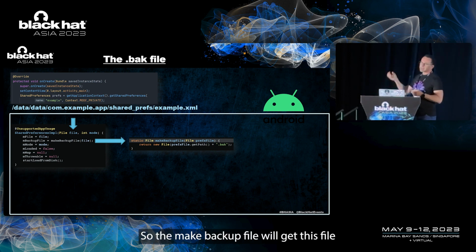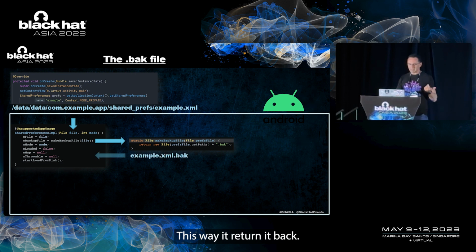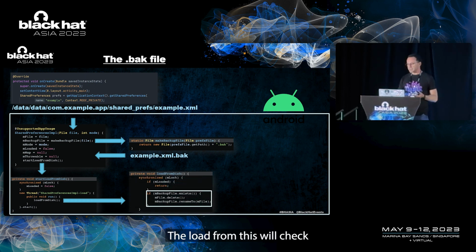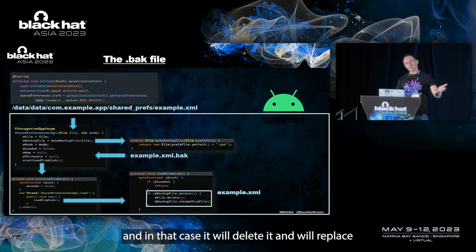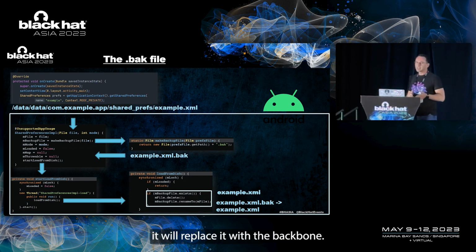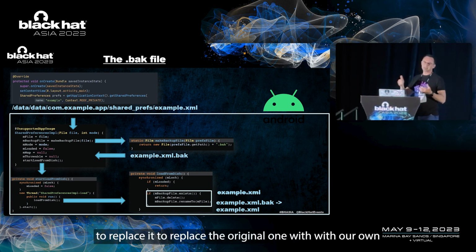So the make backup file will get this file and add the .back extension to it, creating a new file this way. It will return it back, and then the start load from disk will call the load from disk. The load from disk will check if the backup file exists, and in that case it will delete it and replace it with a back file. So you understand, if we have such a check, if the file exists and so on, instead of trying to override the original file, we can create a back file and let this behavior replace the original one with our own.